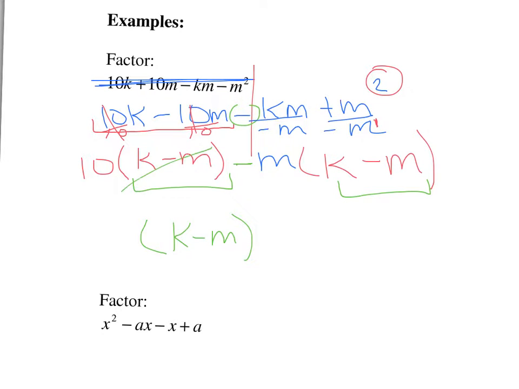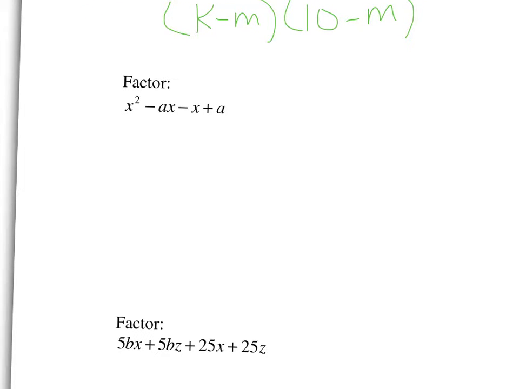So I'm taking it out of both of these terms. I'm factoring it out, and I have left 10 minus m. And if you check by distributing, you will see that you get these same exact terms back. Well, it'll be these terms because I changed the question. All right, let's try this one.